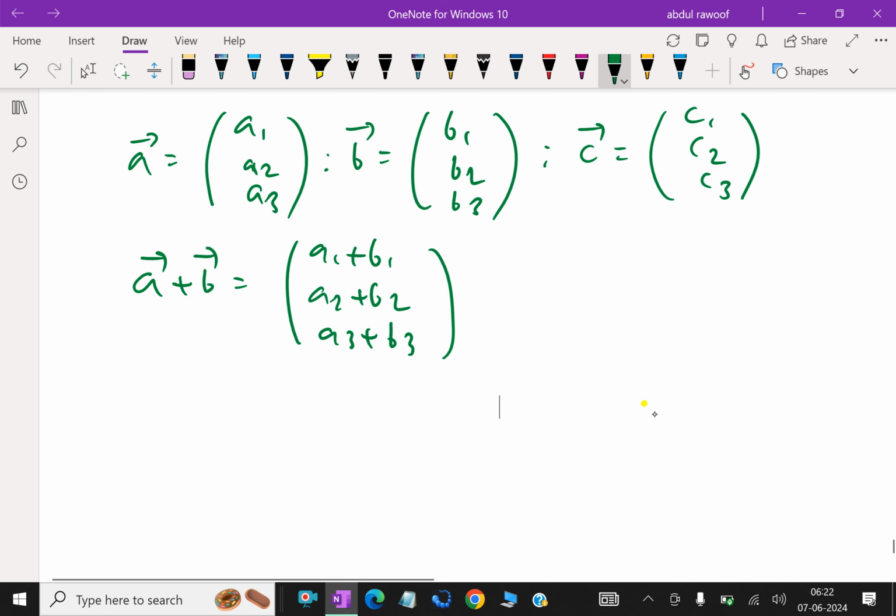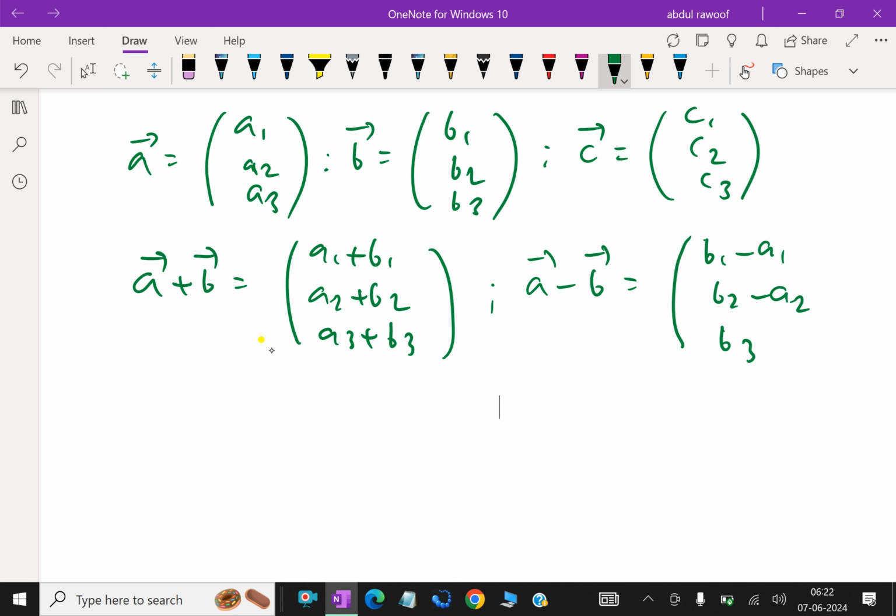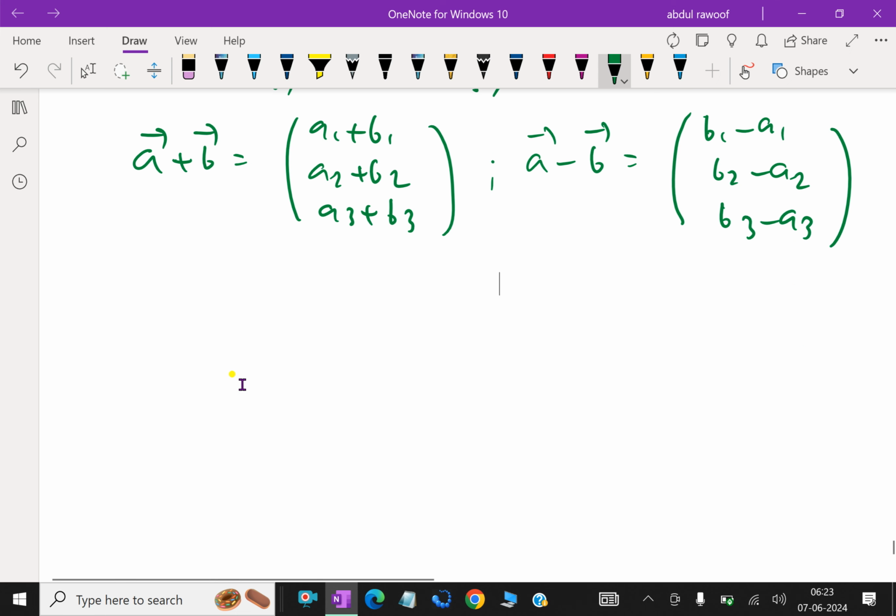Now, subtraction. Vector B minus vector A is found by subtracting the components: B1 minus A1, B2 minus A2, B3 minus A3. The components are subtracted.